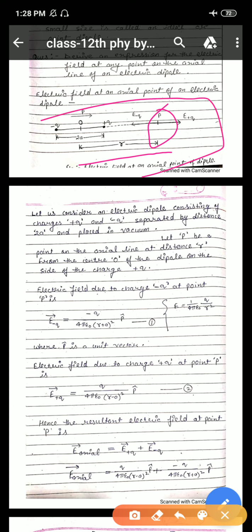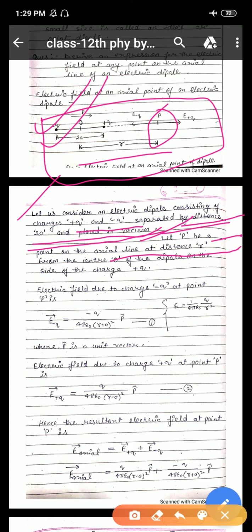Now according to the diagram you can write very easily, no need for rote learning. Let us consider an electric dipole consisting of charges plus q and minus q separated by distance 2a and placed in vacuum. Let P be a point on the axial line at a distance r from the center O of the dipole.